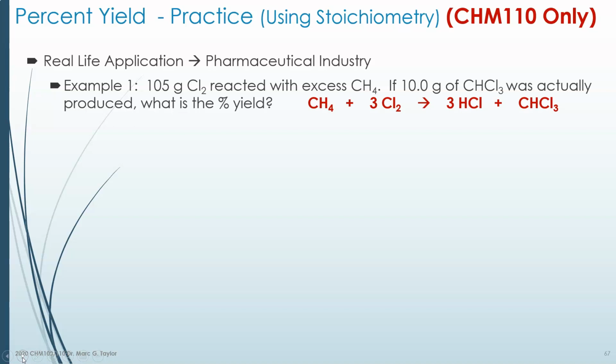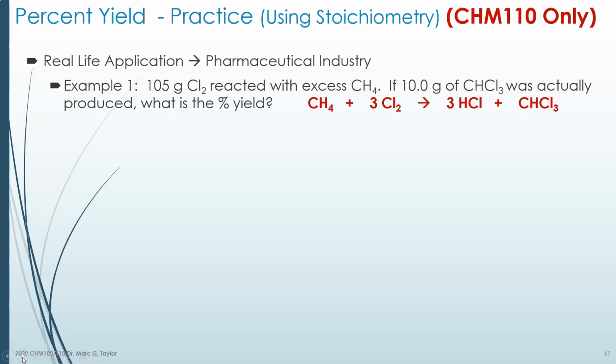So it says 105 grams of chlorine reacted with excess methane, CH4. Okay, so I've given you one of the reactants, chlorine gas, and I've told you the other reactant is in excess. That means we don't have to worry about it. There's plenty of methane around.